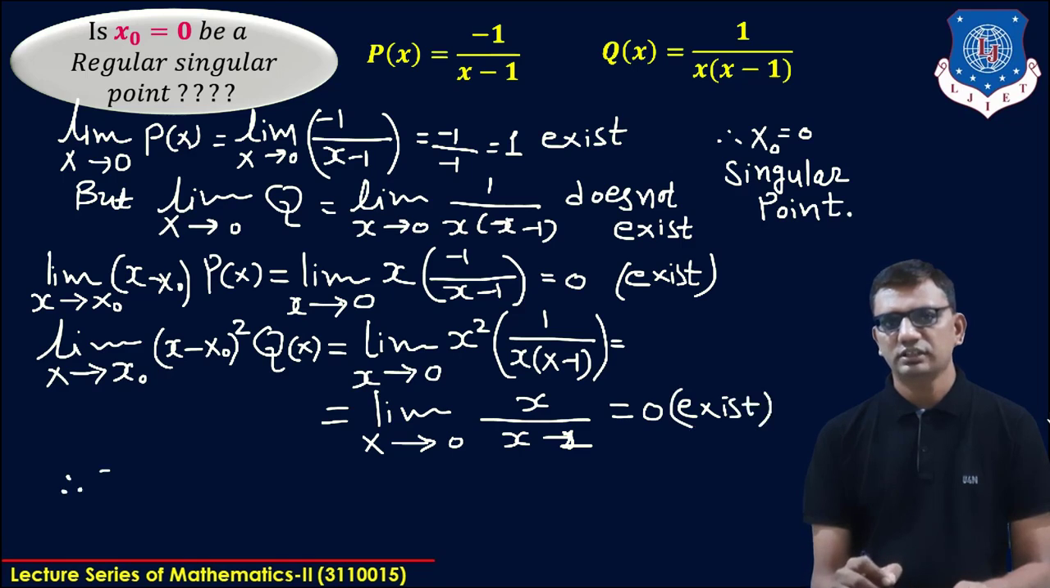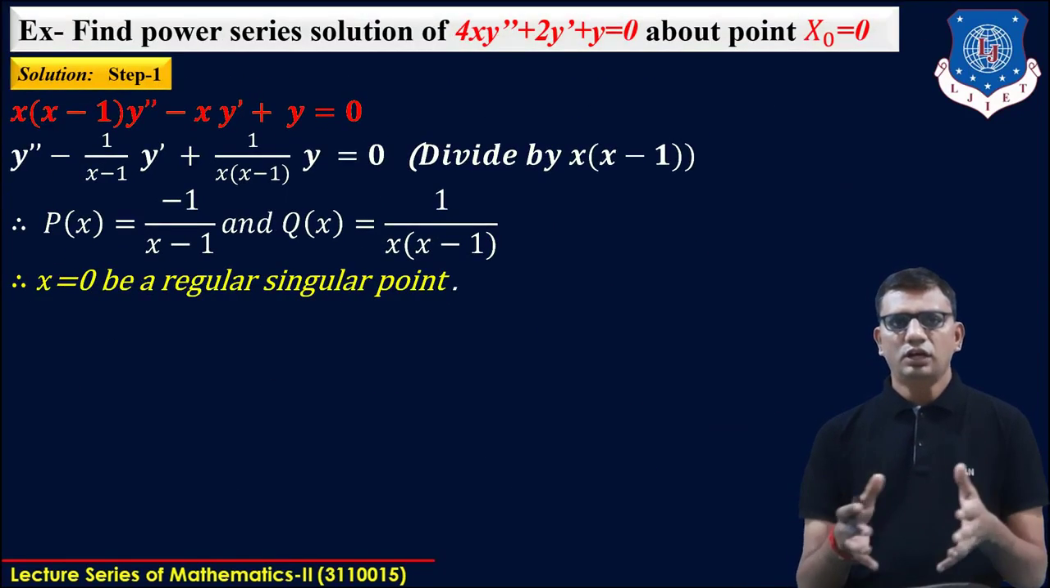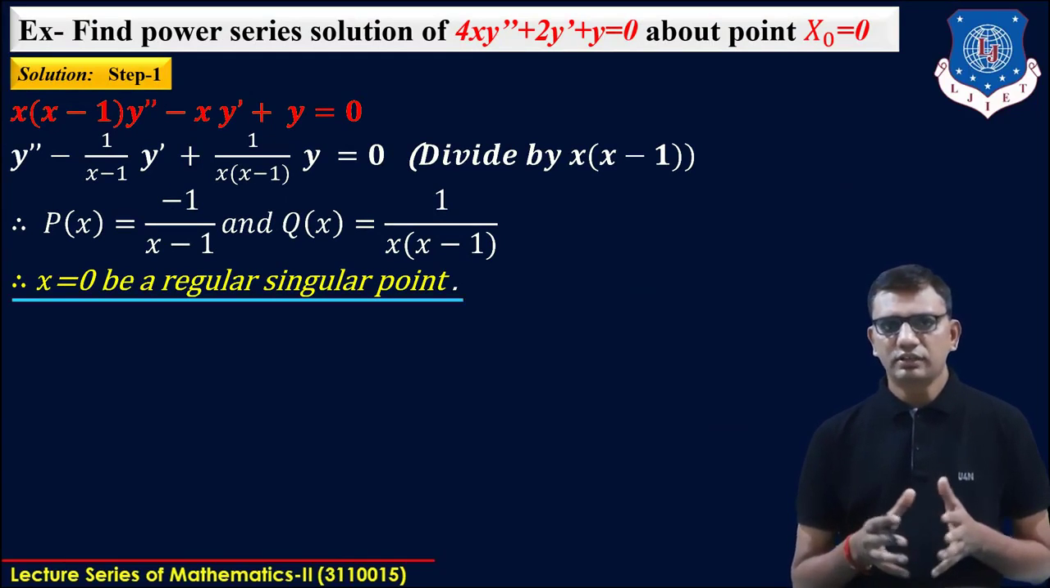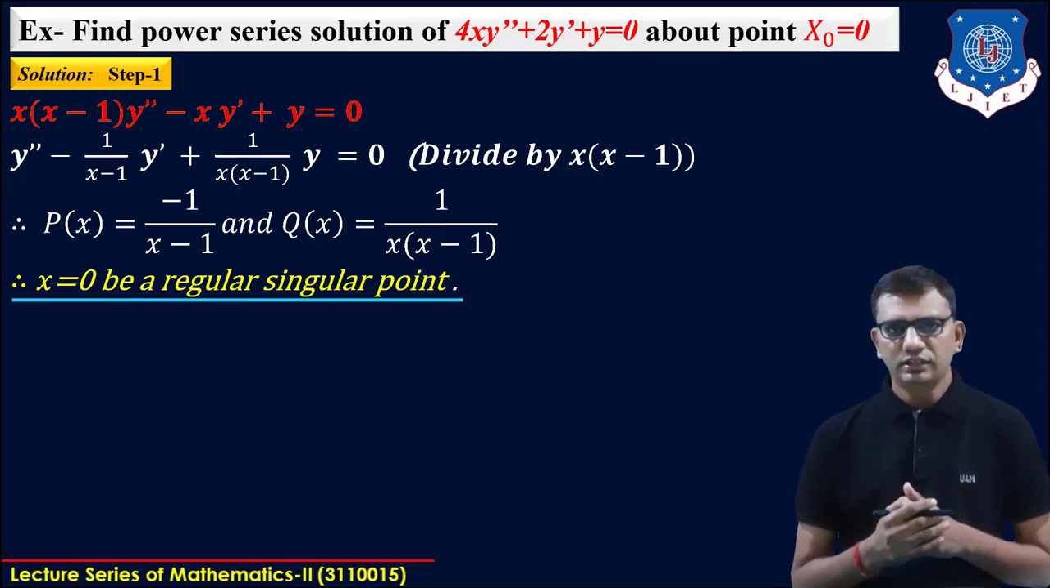Therefore we can say that x0 = 0 is a regular singular point of the differential equation. So now x0 = 0 is a regular singular point of the differential equation. Now we can find the power series solution by the Frobenius method for this differential equation.